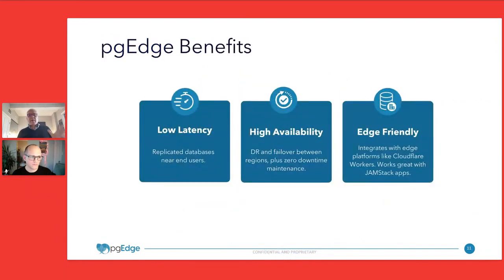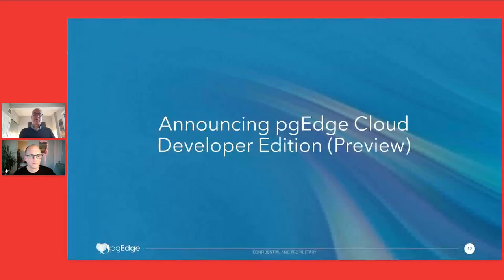So I think we've talked about how pgEdge can deliver on low latency and ultra high availability, and can give you disaster recovery and failover capabilities, not quite for free, because there is no such thing as a free lunch in the universe, but very conveniently and as part of the architecture. Added to that, given our name, pgEdge, we are also edge friendly. And what we mean by that is we integrate great with edge platforms like Cloudflare Workers. And we work great with Jamstack applications and also other edge platforms.